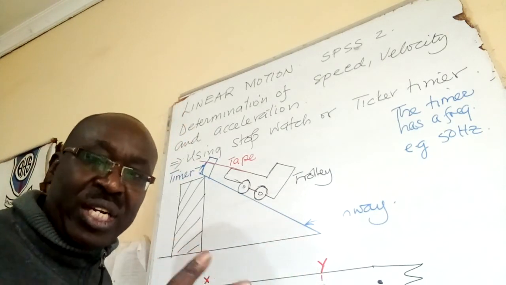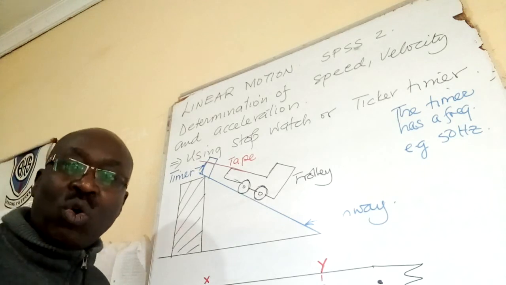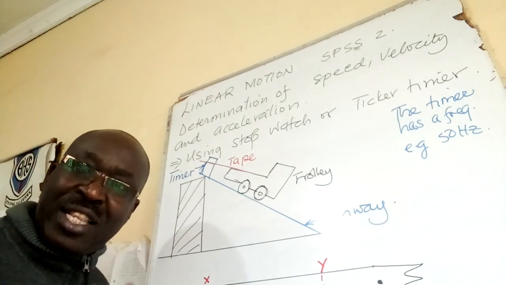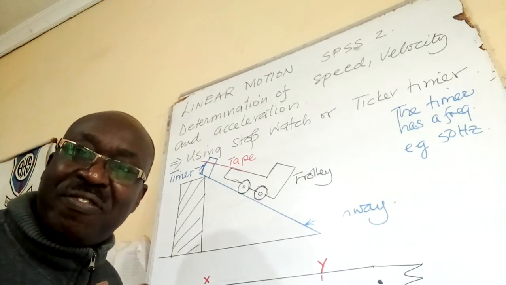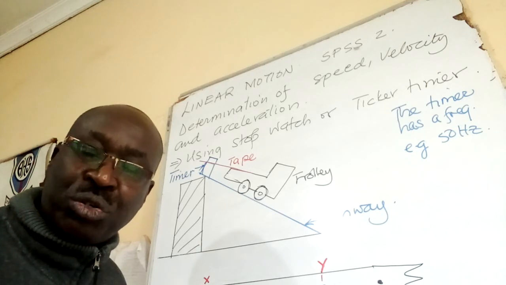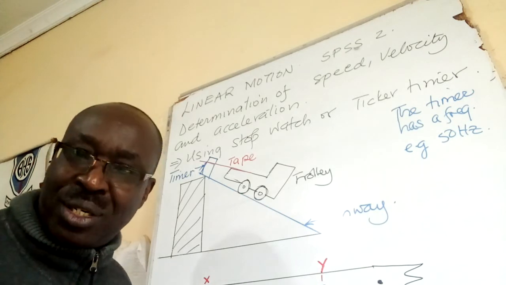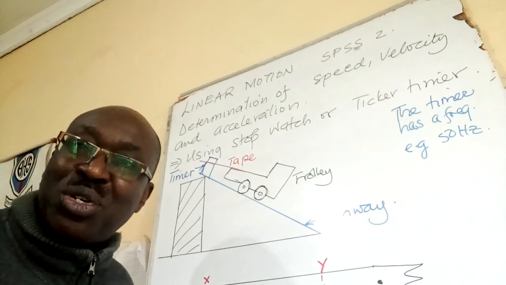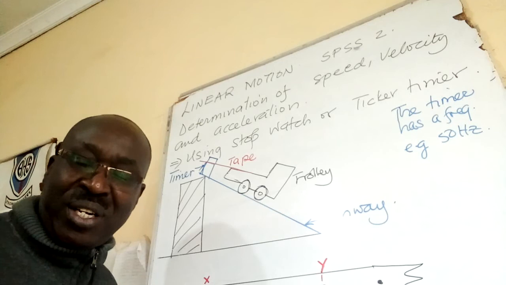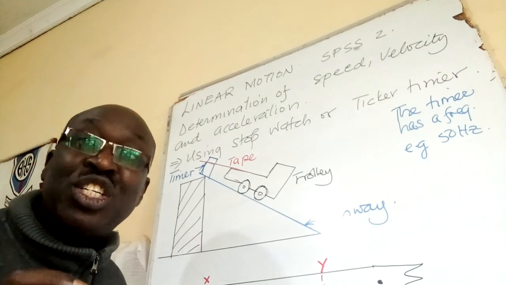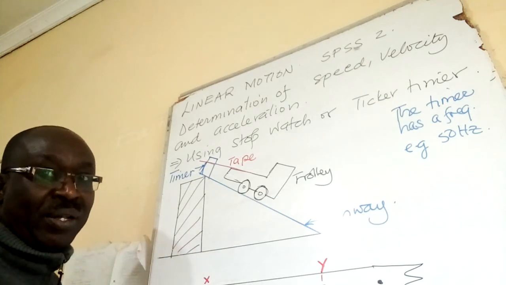But in the laboratory, we may use what we call a ticker timer. So the device that we are introducing is a ticker timer. It is a device that you use to study motion when the time required is very short, such that you may not use a stopwatch. The time that elapses is very short. In the laboratory, we use what we call a ticker timer.